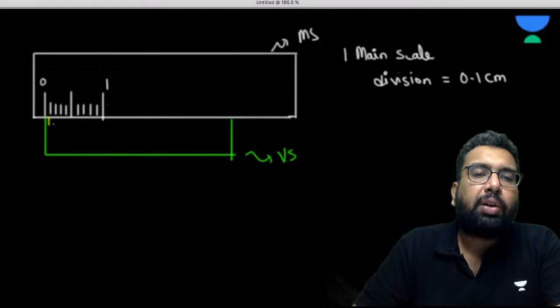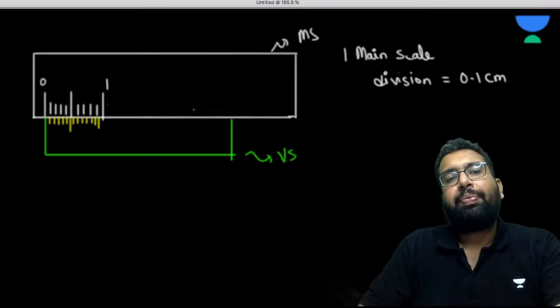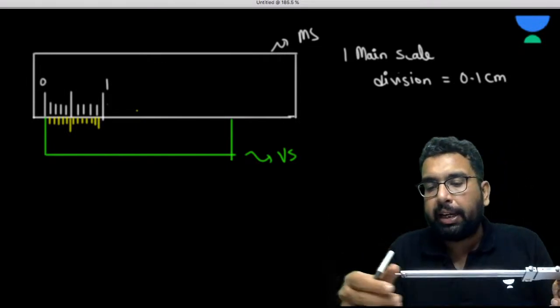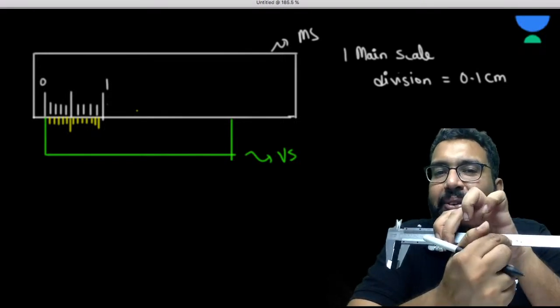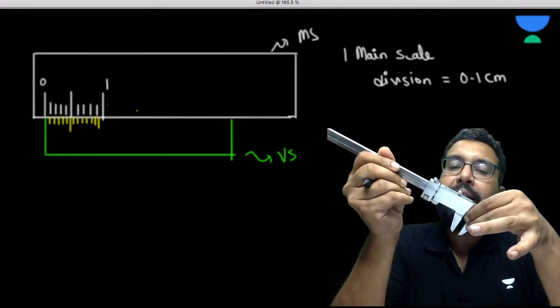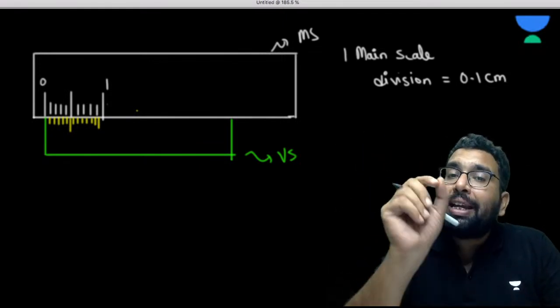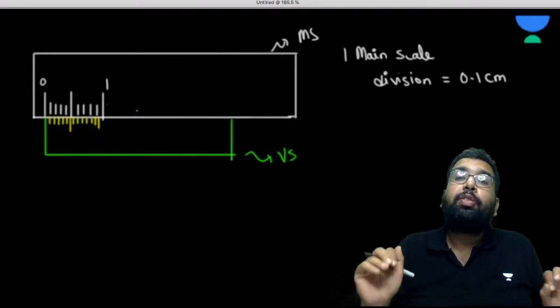If you observe the vernier caliper, there will be some divisions in the vernier caliper as well. On the vernier scale with me, centimeter is written on the main scale, but nothing is written on the vernier scale. Now, one main scale division in the case of a general vernier caliper is 0.1 centimeter.